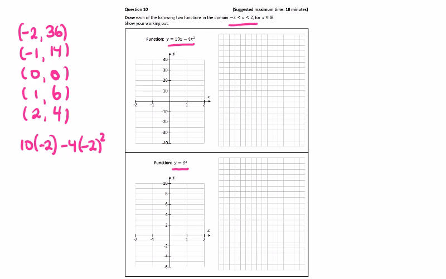So graphing this, minus 2, 36, approximately there. Minus 1, 14, just below 15. 0, 0. 1, 6. Just above 5. And 2, 4.